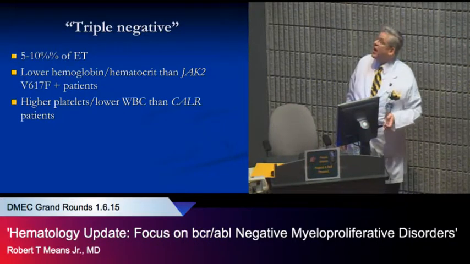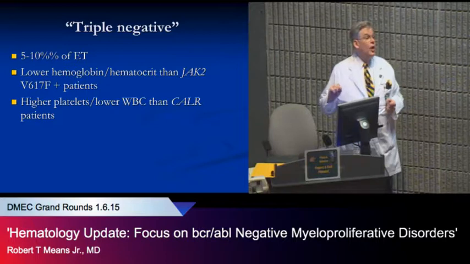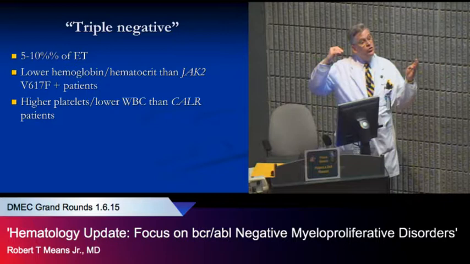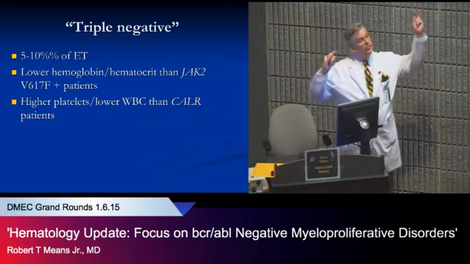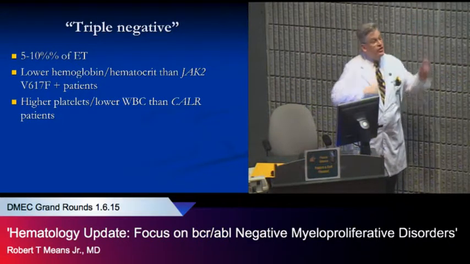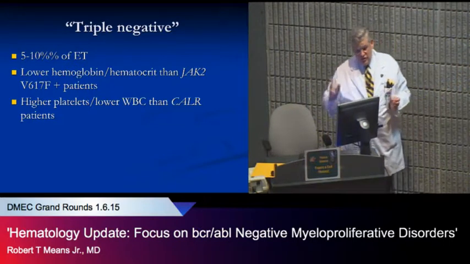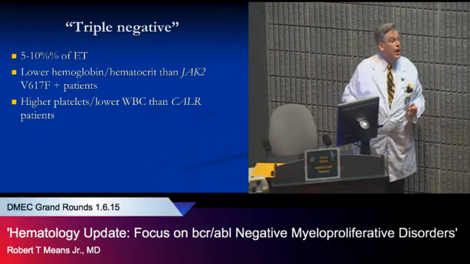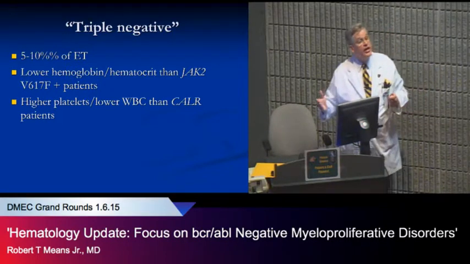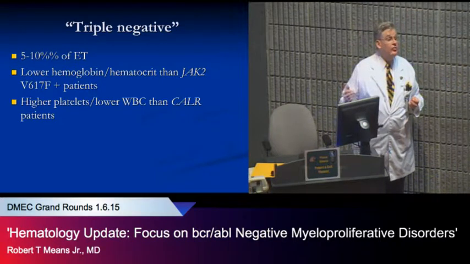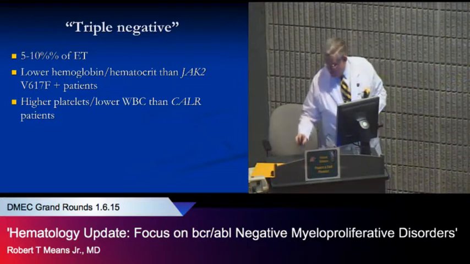They do have a higher platelet count and a lower white count than the calreticulin positive patients. So you could think, in that case, of ET here and myelofibrosis over here, and calreticulin expression being the thing that's going to distinguish them, because in that sense, the triple negatives look a little bit more like myelofibrosis. And again, triple negatives appear to have a slightly higher risk of developing myelofibrosis late in their disease.